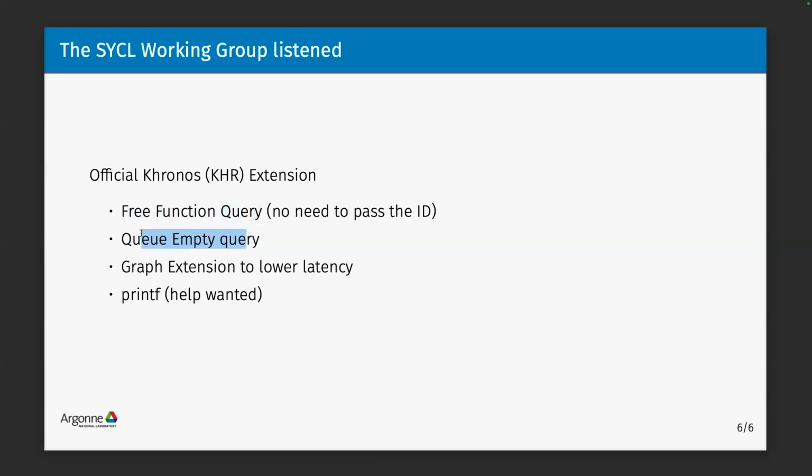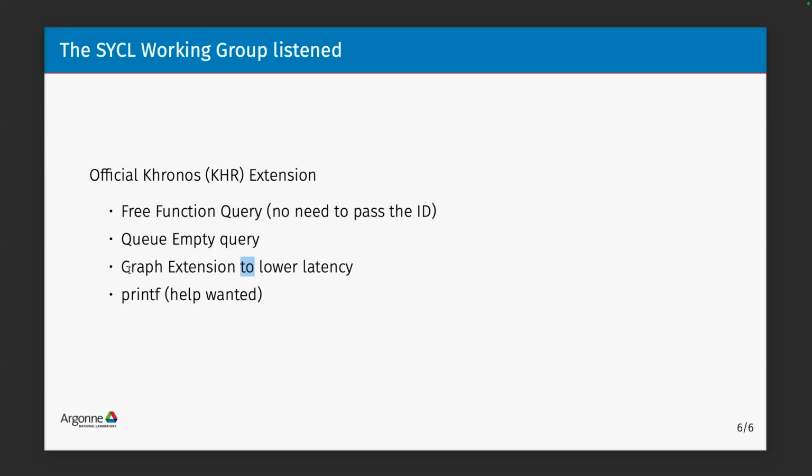Same, in CUDA you can verify if the stream is empty or not. We didn't have these capabilities in SYCL, so we added it as a KHR. Also, as I told you, you can have a DAG, you can create a graph, but you can do that in CUDA too, and in CUDA the goal is really to lower the latencies. In SYCL the latency was still high, so we developed extensions to lower the latencies of submission, and one of them is this graph extension.